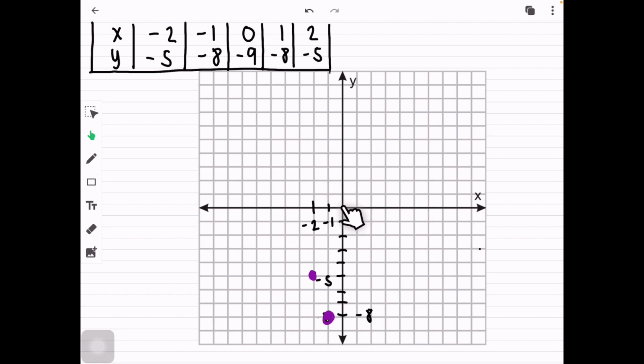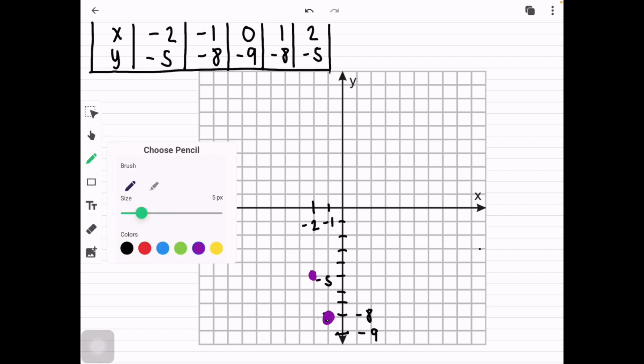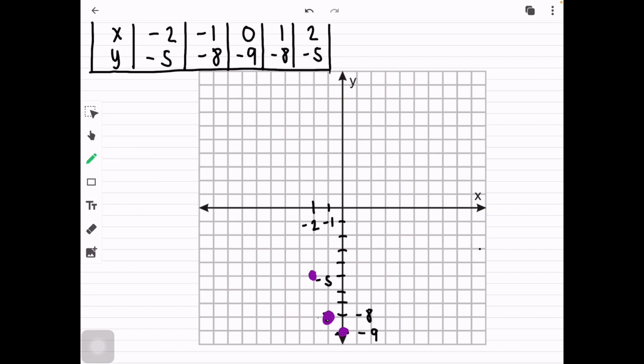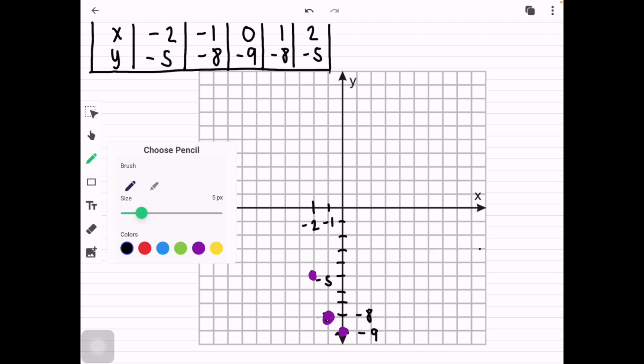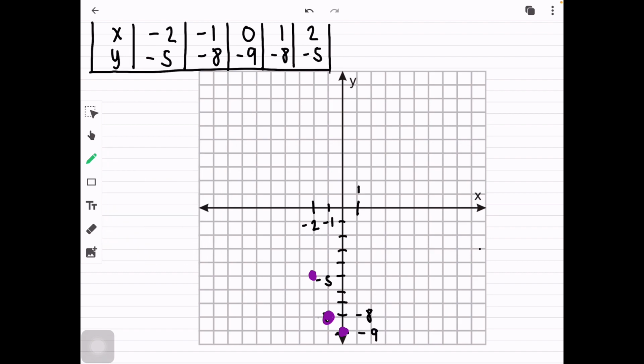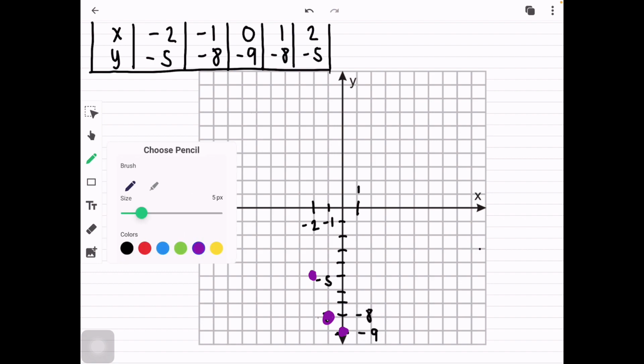Alam natin na ang 0 sa x ay nandito. Nasaan ang negative 9? Sa y-axis. Okay, nandito siya. Sa baba. So, ito ay negative 9. So, basically, nandito siya. Next is 1, negative 8. Andito yung positive 1 sa x-axis. And then, hanapin natin si negative 8 sa y, which is ito yon. So, saan sila magkikita? Dito.